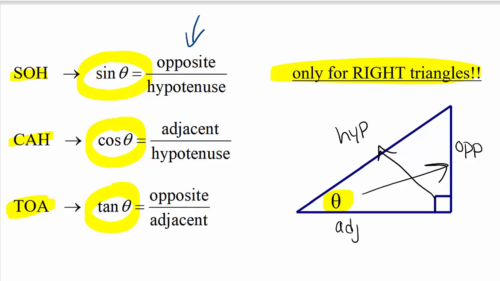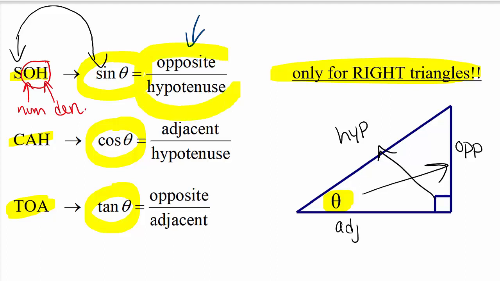In the acronym SO, you'll see it starts with an S. That S corresponds with the S for sine. Next to that, you have an O and an H. The O represents the numerator, and the H represents the denominator. So you'll see in the equation here that sine theta is equal to opposite over hypotenuse.